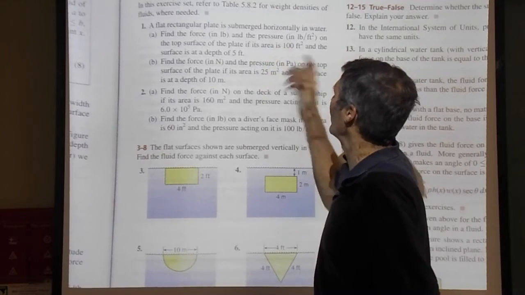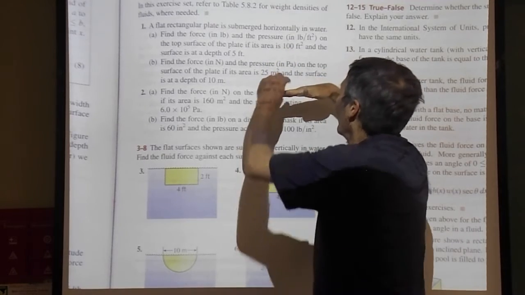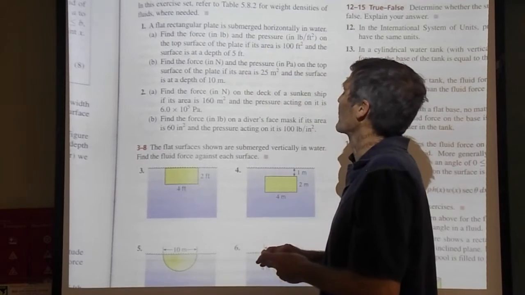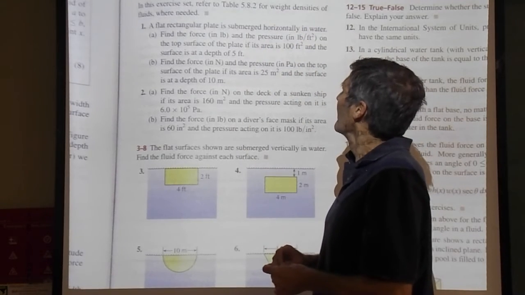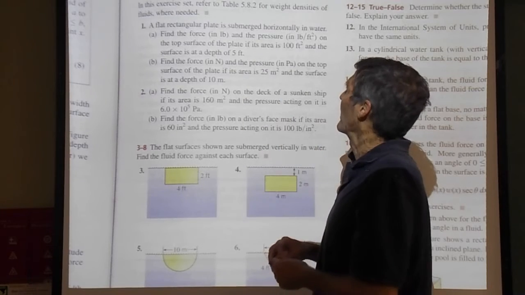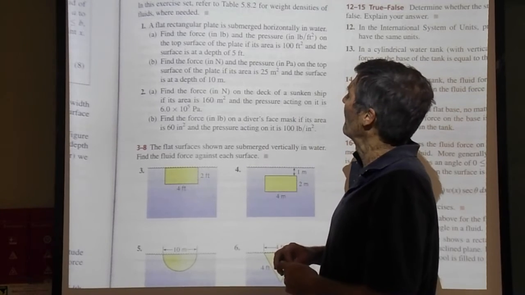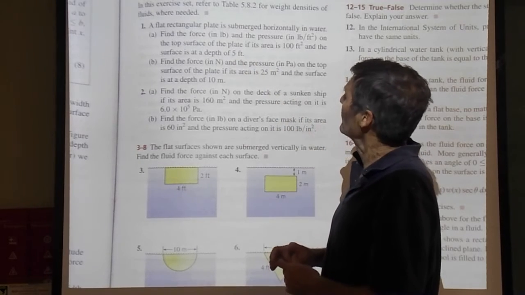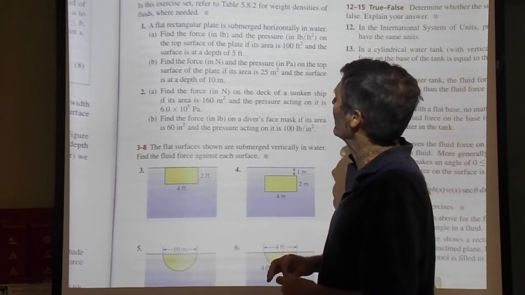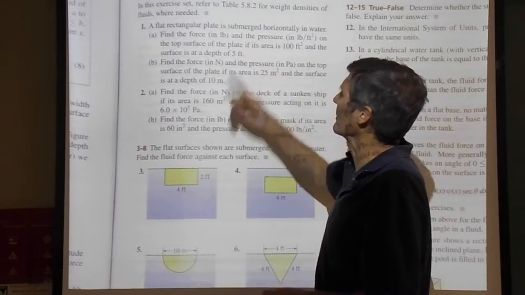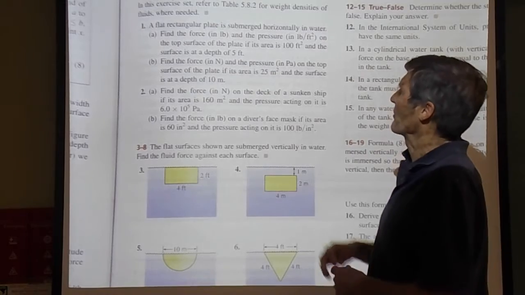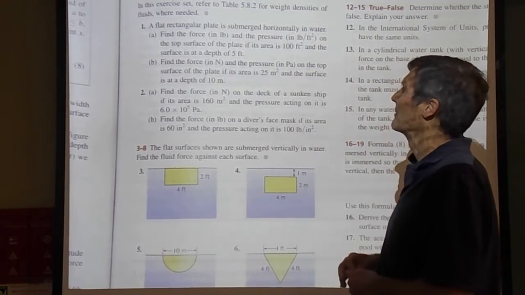It's 100 square feet area and then 5 feet of water thick above it, so it's 100 times 5, or 500 cubic feet of water sitting over the plate. If you multiply that volume, 500 cubic feet, times 62.4 pounds per cubic foot, you get the pounds, 500 times 62.4, whatever that comes out to be, pounds of force pushing on that plate.